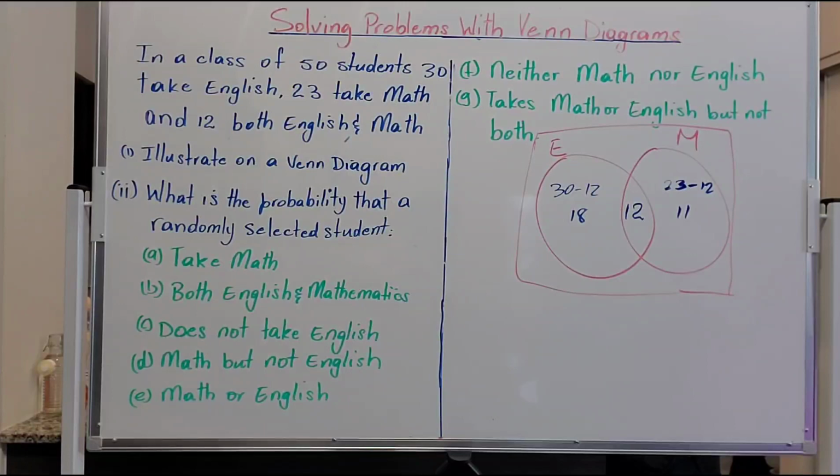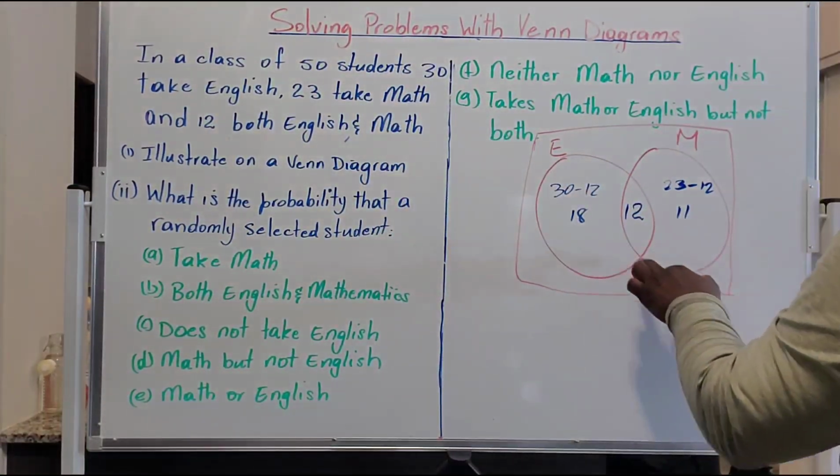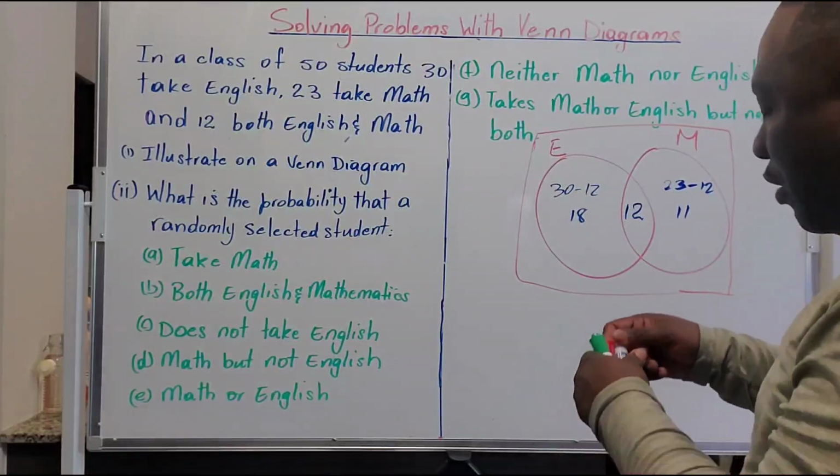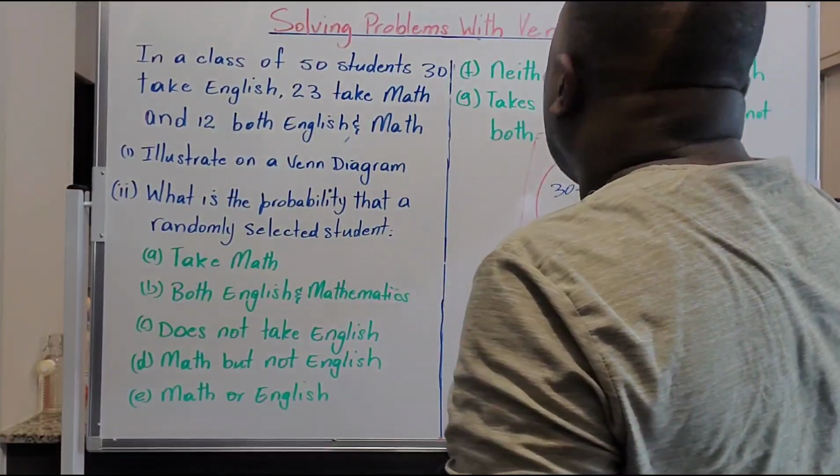But what have you noticed with the Venn diagram? There are 50 students in the class. So we must account for all 50. So again, we said the universal is 50.